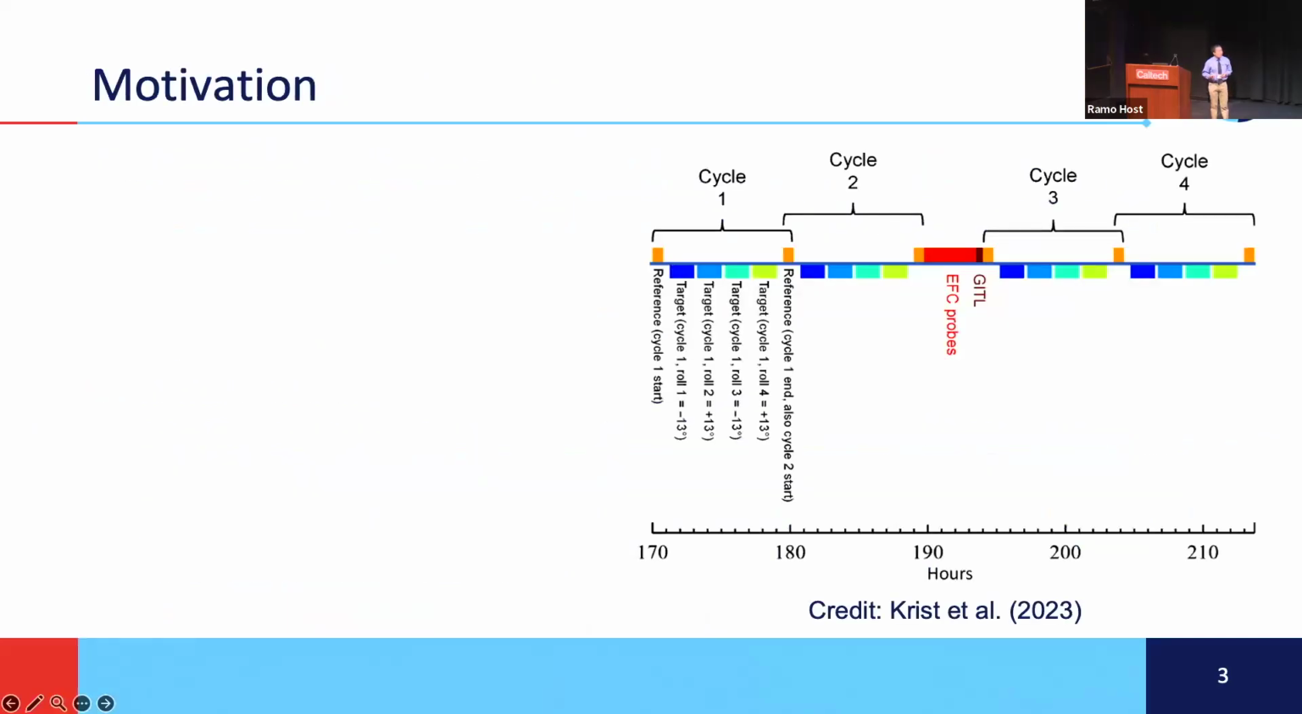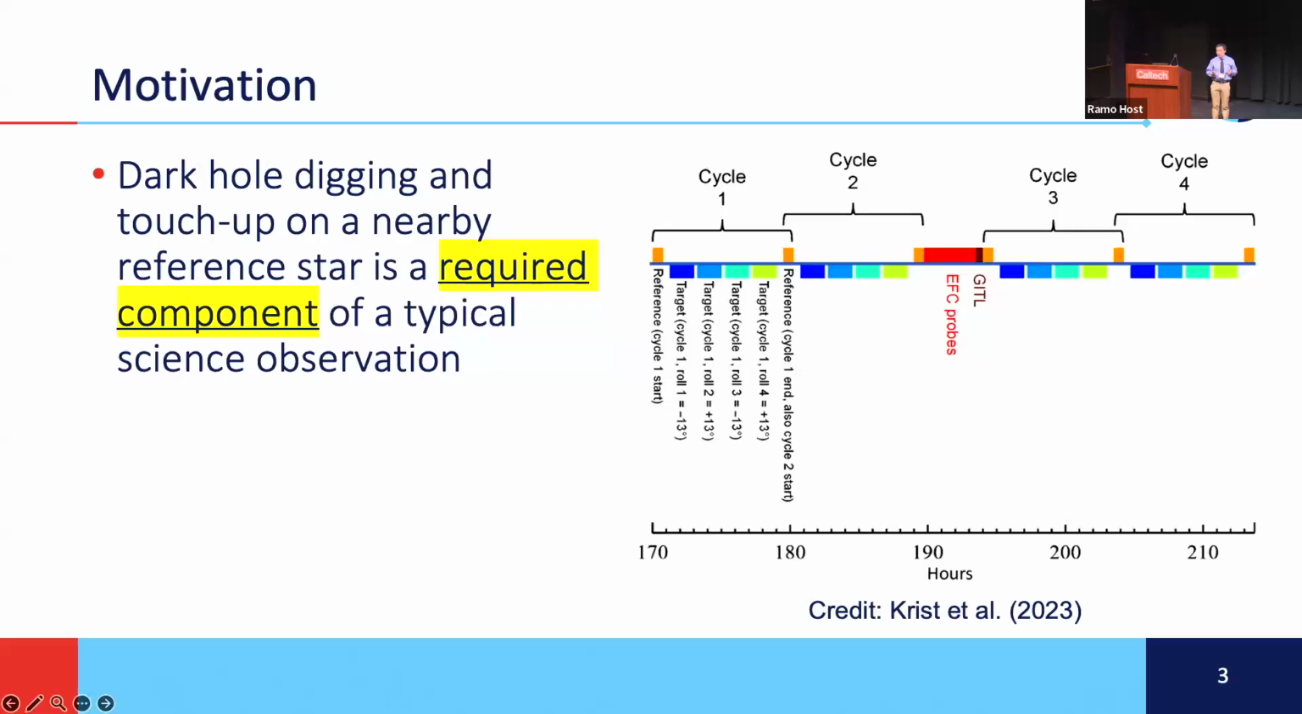A standard CGI observation starts by digging a dark hole on a bright reference star before moving to your science target. After taking some images of your science target, you go back to your reference star, take some images, and sometimes you may need to re-optimize or maintain your dark hole contrast, and this cycle repeats. So this is a required part of every CGI observation.